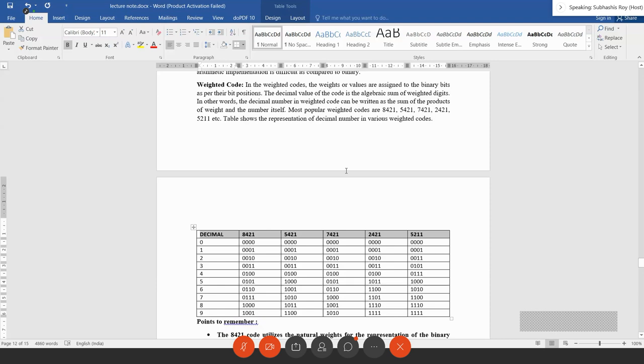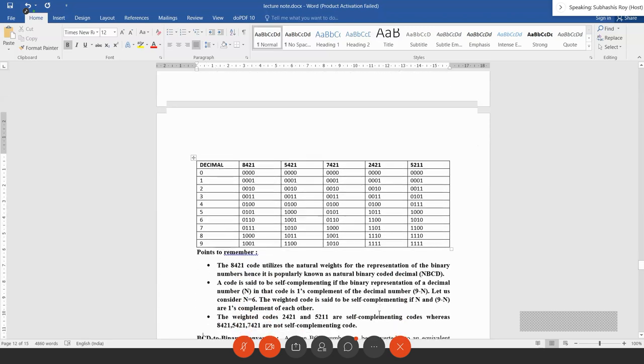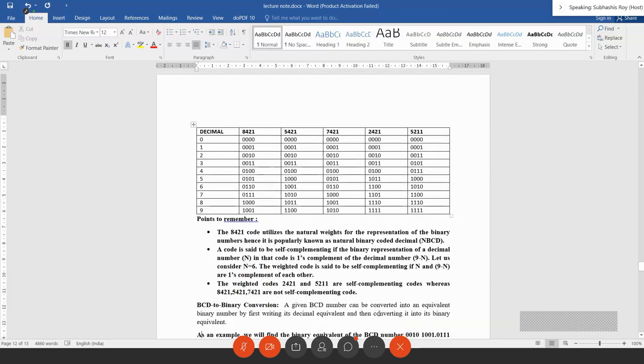So you can see that I have shown here the representation of the 9 decimal digits in those codes, and from there, some points you can remember. The points are like this. The 8421 code utilizes the natural weights for representation of the binary numbers. Hence, it is popularly known as natural BCD, natural binary coded decimal.